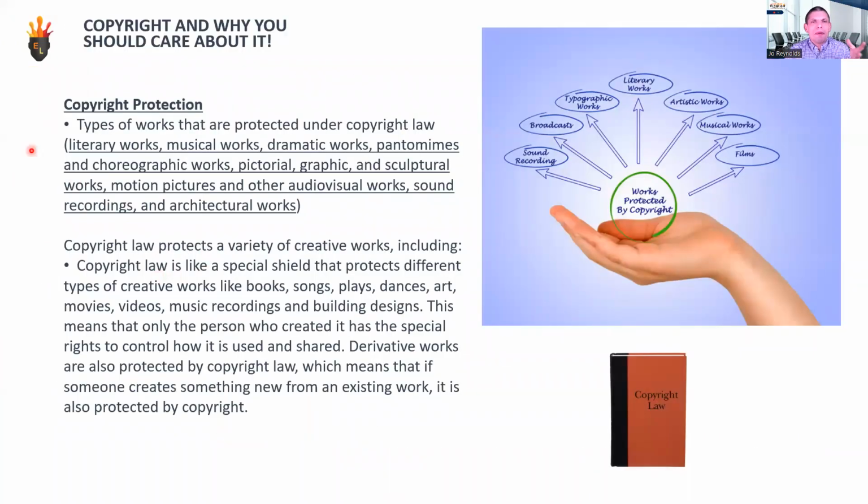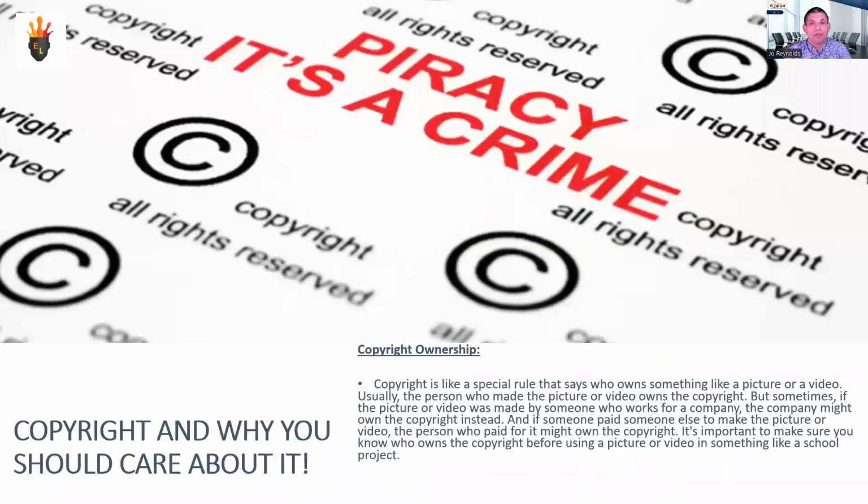Okay, so copyright protection will protect anyone's sound recording, broadcasts, your writing, typography, your literary works like writing a book or a story, articles, or anything that you create musically, singing, or with an instrument, or films, photography, right? And there are many things that copyright will cover instantly. As soon as you create it, it's considered copyrighted, right? You are the owner and the author of that.